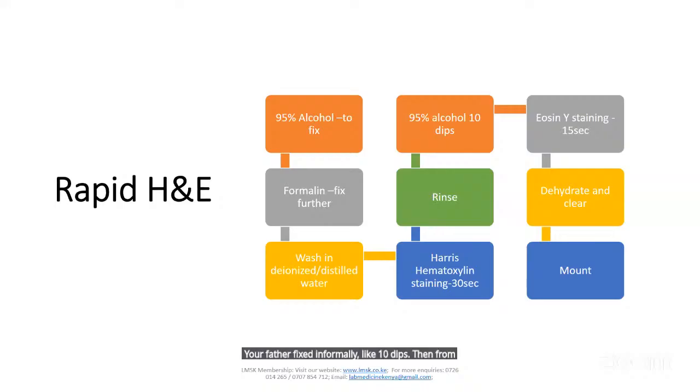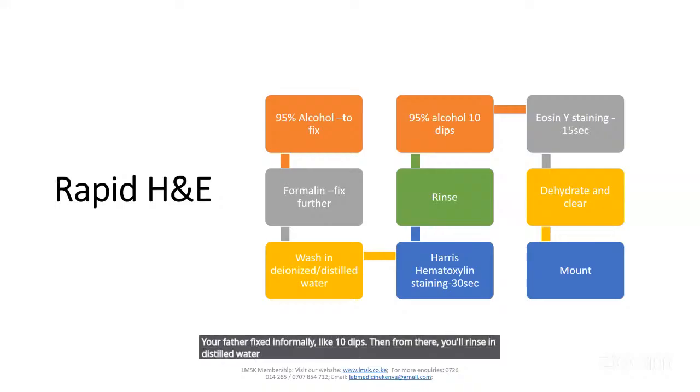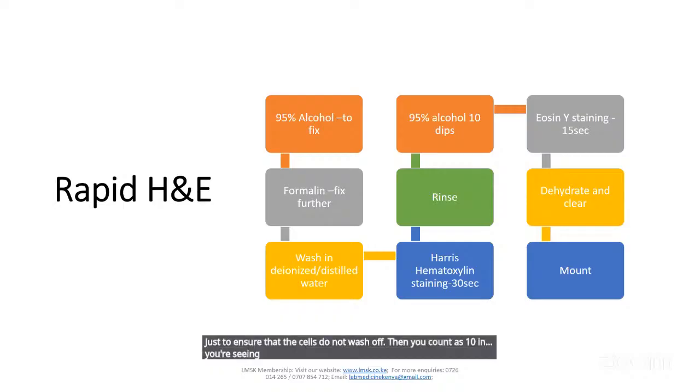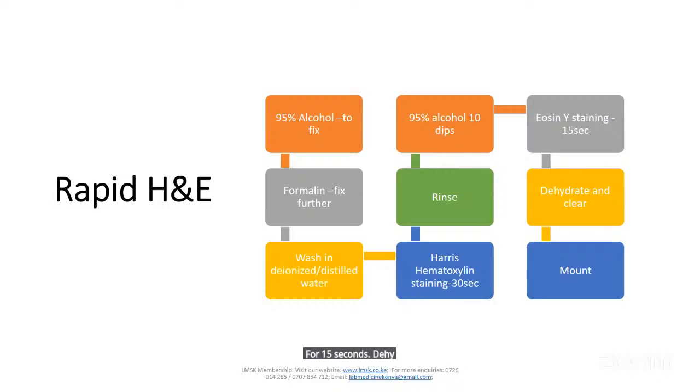Then from there, you'll rinse in distilled water. After rinsing in distilled water, stain in Harris hematoxylin for 30 seconds. After that, you rinse, then again, 95% alcohol, 10 dips, just to ensure that the cells do not wash off. Then you counterstain in eosin yellow for 15 seconds. Dehydrate in ascending grades of alcohol. Then you mount in DPX.